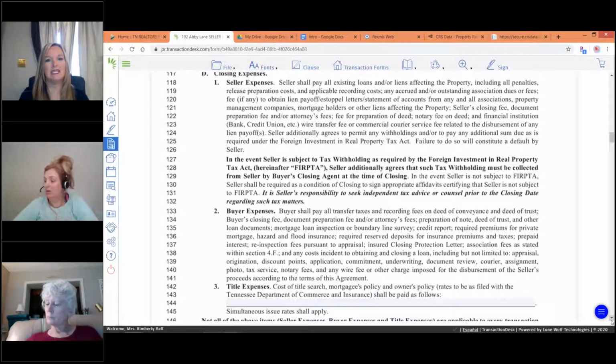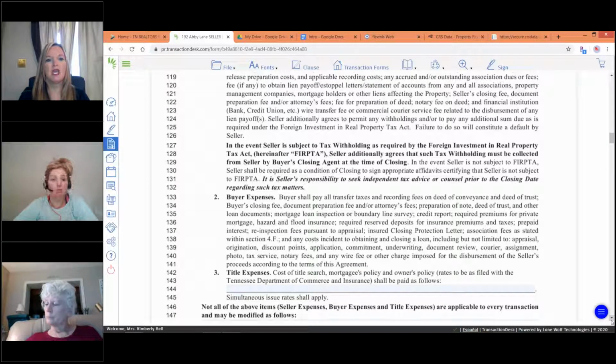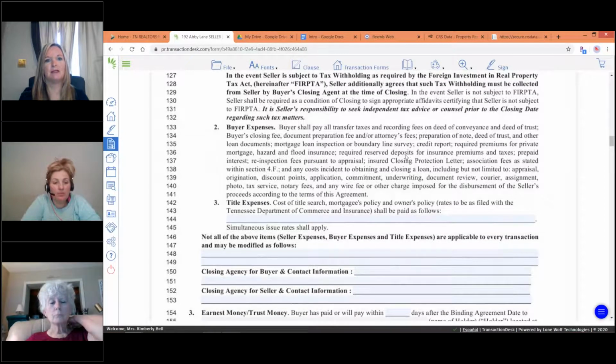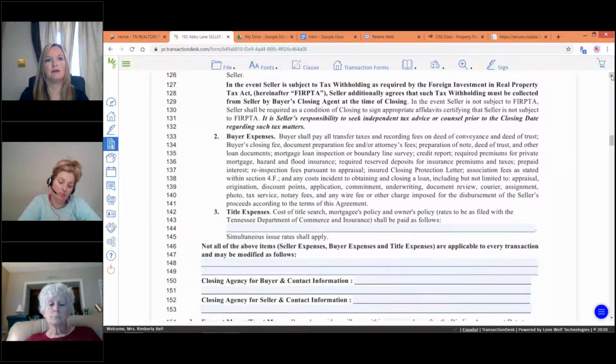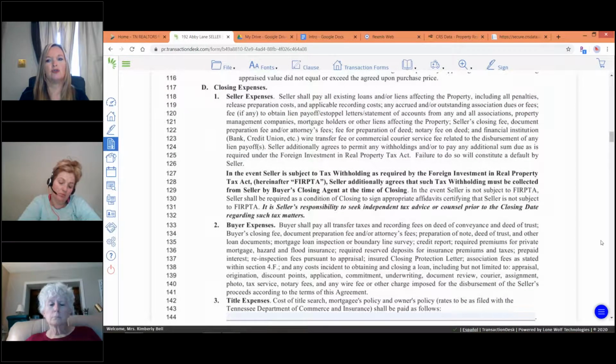So it's like if it was the deed prep, it would be under title expenses, deed prep to be paid for by the buyer. You just put it right there. Buyer's expenses. So there's all these things that the buyer's expenses can be. Okay. So under all the buyer's expenses, this is a buyer's expense under closing expenses.